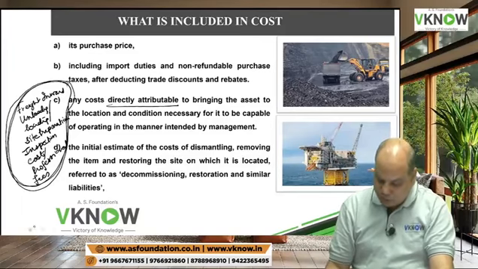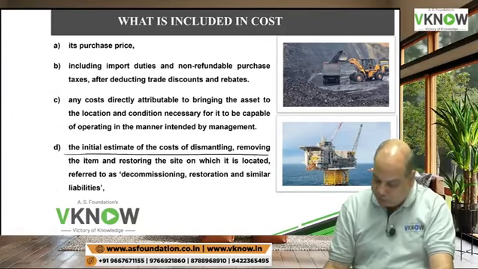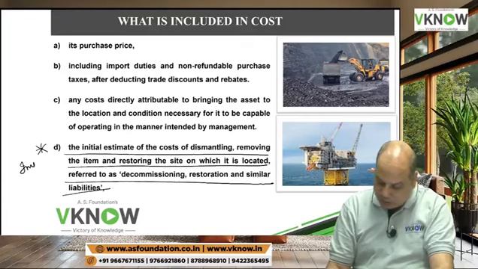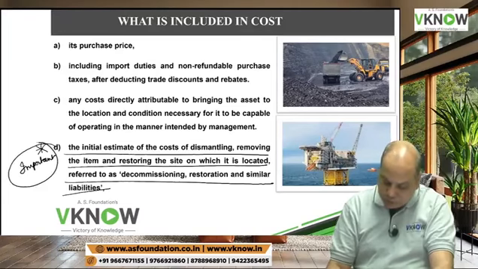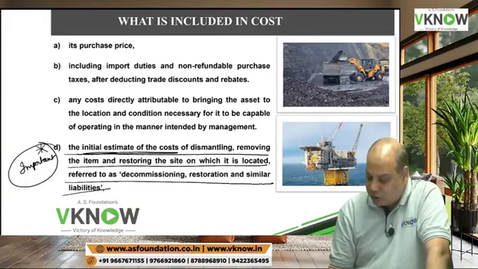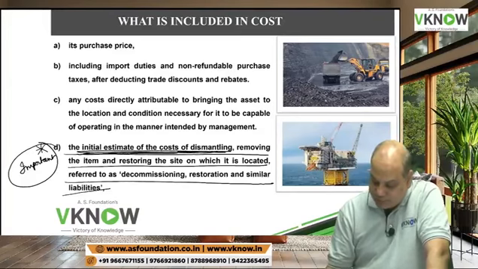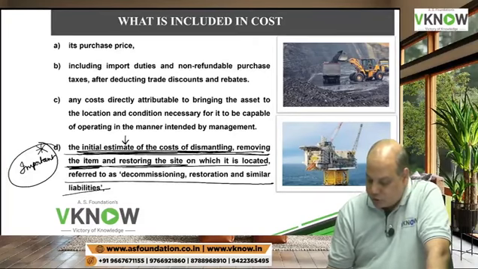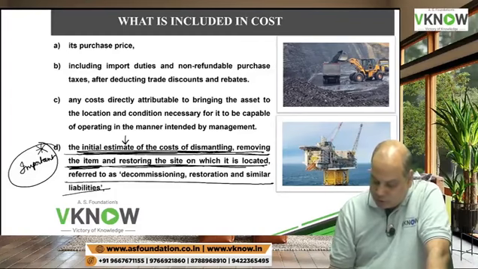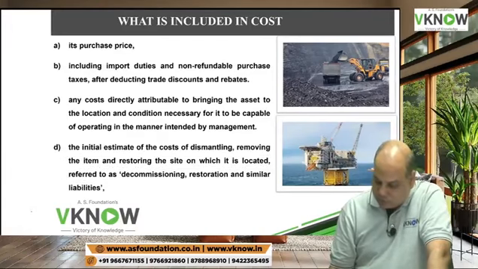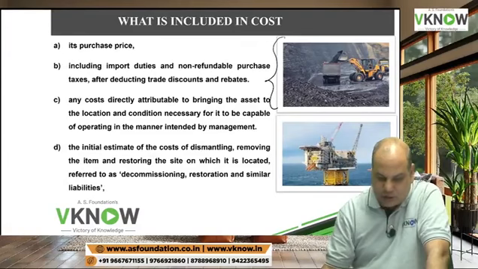Next point, which is very important, on that we will take a small question also, not printed in your book, and then a long question later. What is that? Initial estimate of the cost of dismantling. This is based on estimate. Cost of dismantling, removing the item and restoring the site on which it is located, which is technically called decommissioning, restoration and similar liabilities. Now see these photos on the right side.